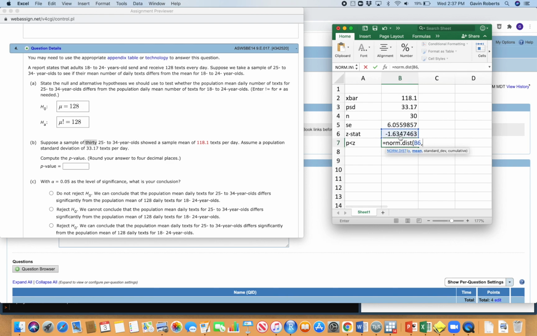This guy, comma 0, comma 1, comma true. 0 is because the z distribution is centered at 0, has a mean of 0. The z distribution has a standard deviation of 1. True, just always put true there. Don't worry about it.